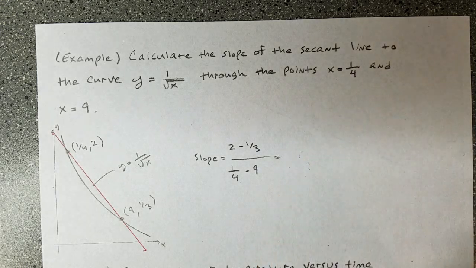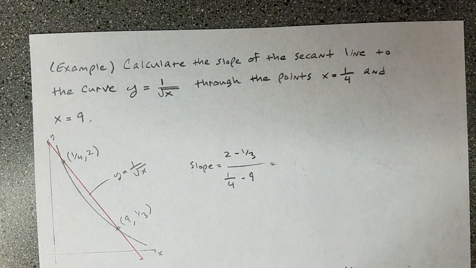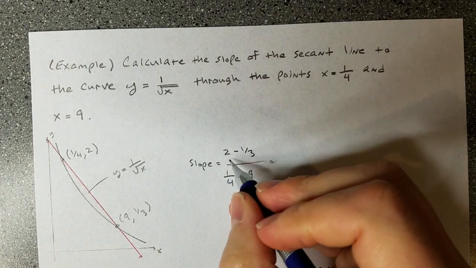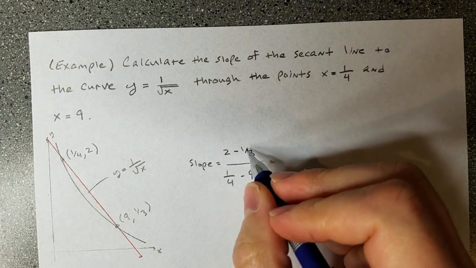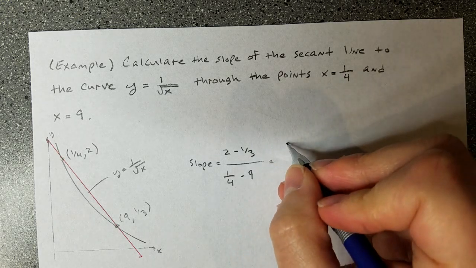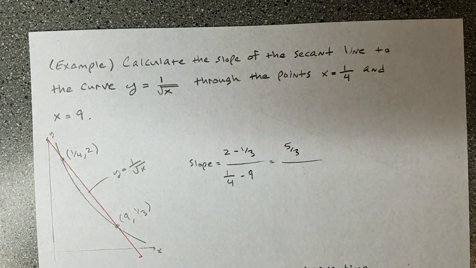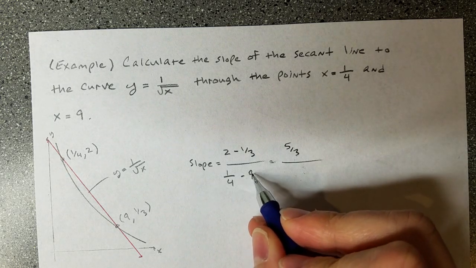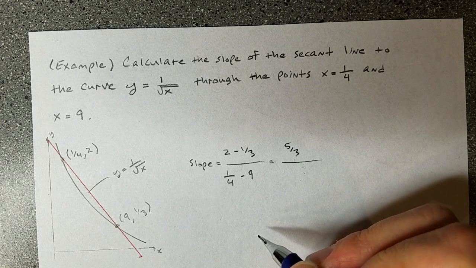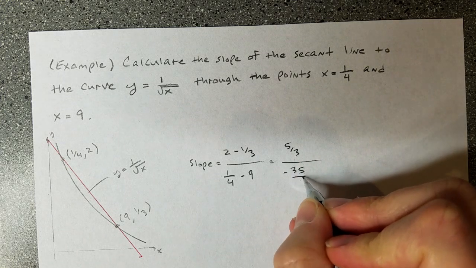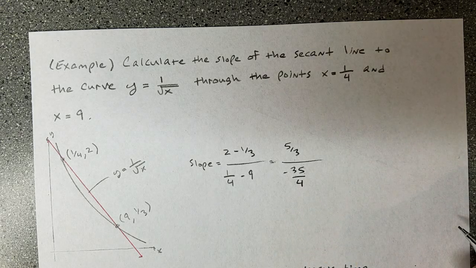I know that you could do this on a calculator, but right or wrong, it's nice to be able to do some math on paper. So here goes. 2 minus 1/3 is 6/3 minus 1/3, so that'll be 5/3. And 1/4 minus 9 is 1/4 minus 36/4, so I'll get negative 35 over 4. So those are my calculations.